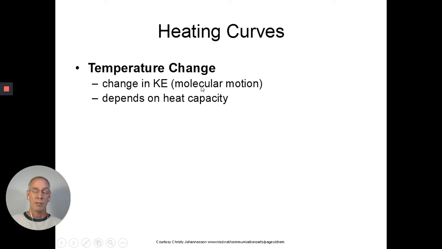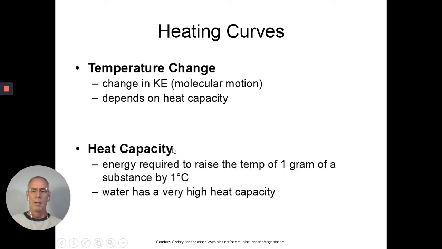Now, how much of a temperature change you're going to experience? Well, that depends on the heat capacity, right? Metals will heat up quite a bit if you add a little bit of heat, where water will change its temperature very little if you add the same amount of heat. So that's the concept of heat capacity. Heat capacity, by definition, is the amount of energy required to raise the temperature of 1 gram of that substance by 1 degree Celsius. Now, it turns out to raise 1 gram of water 1 degree Celsius takes 1 calorie. That's pretty cool. Or 4.184 joules of energy.